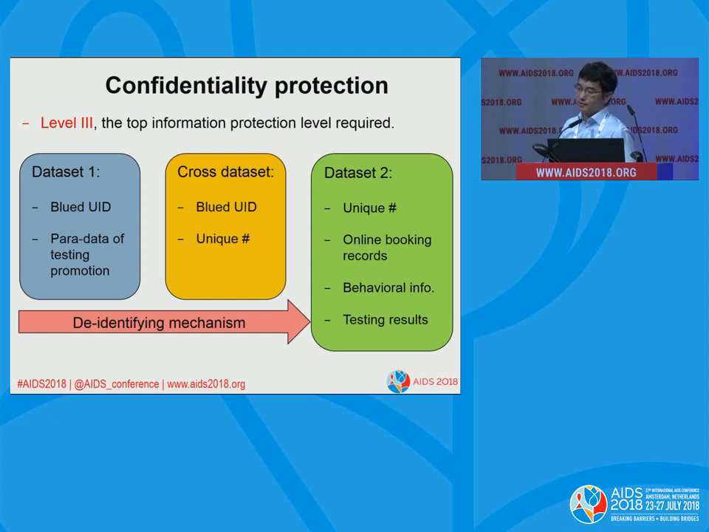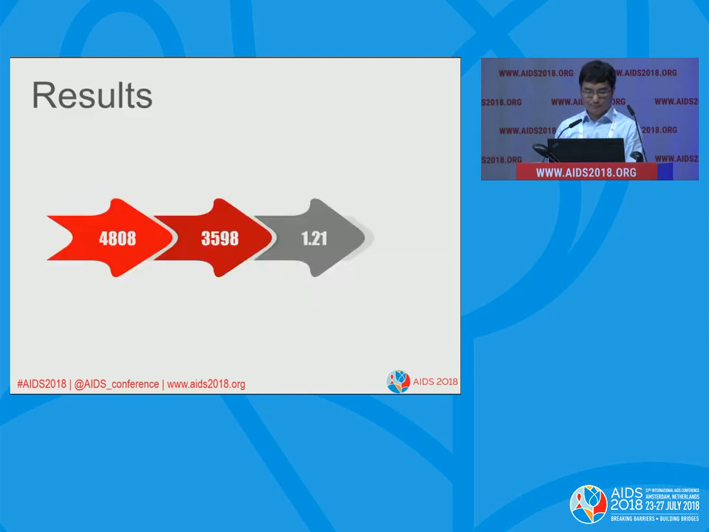And in dataset 2, we removed all the Bluetooth UID and only kept the unique codes and online booking records and behavioral information testing results. So through this mechanism, we de-identified our users' information. So these are the results for this pilot.